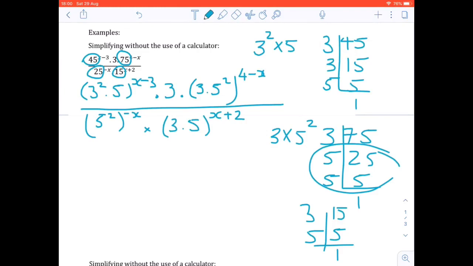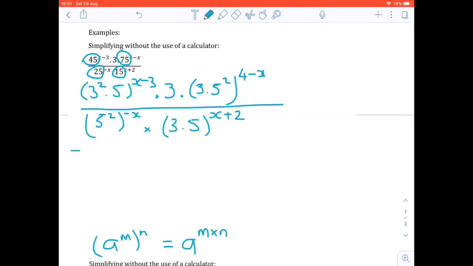Once we have done that, we can now get rid of each of the brackets by multiplying in the exponent into the brackets using the law of exponents. If you remember, the law of exponents states that a to the m all to the power of n is equal to a to the m times n. So we're multiplying in that exponent with the exponents in the brackets.